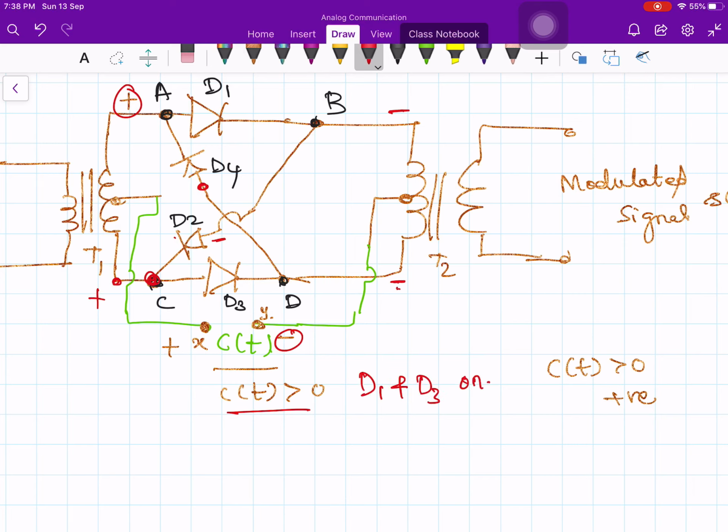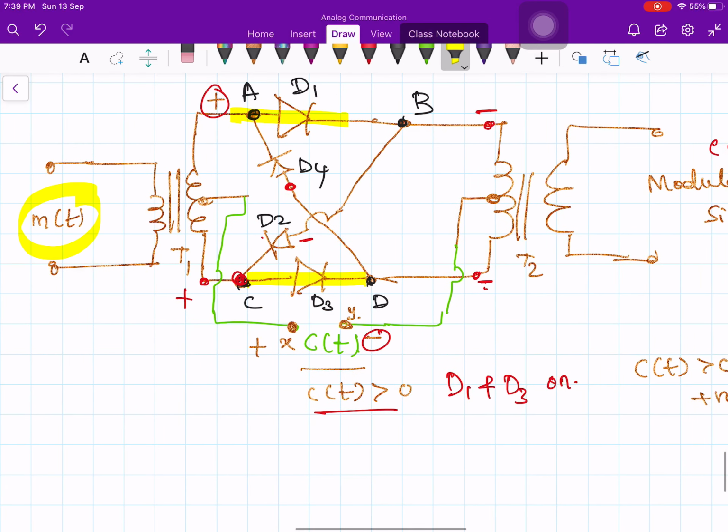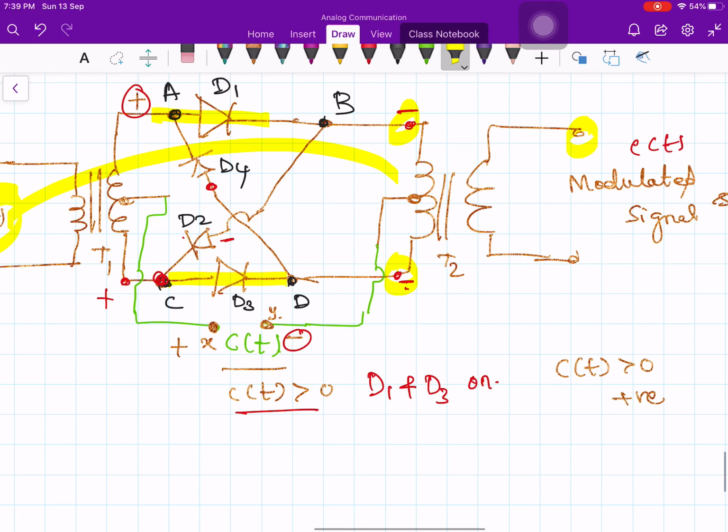When D1 and D3 are on, that means what? Your c of t will appear across this point. Sorry, one second. If D1 and D3 are on, they will act as a short circuit. If it is a short circuit, this m of t will appear across these two terminals, and that m of t will appear here also.